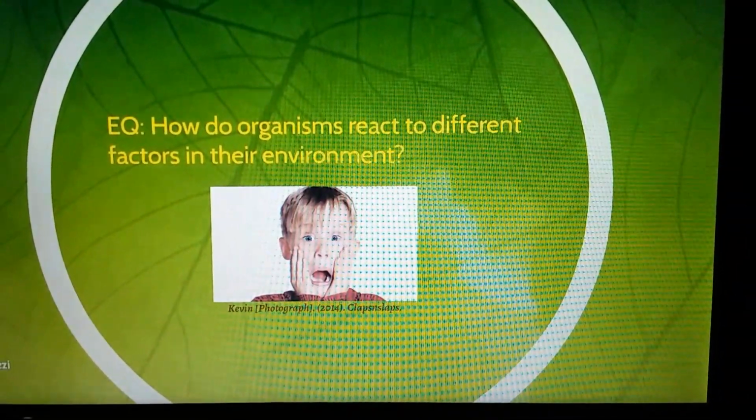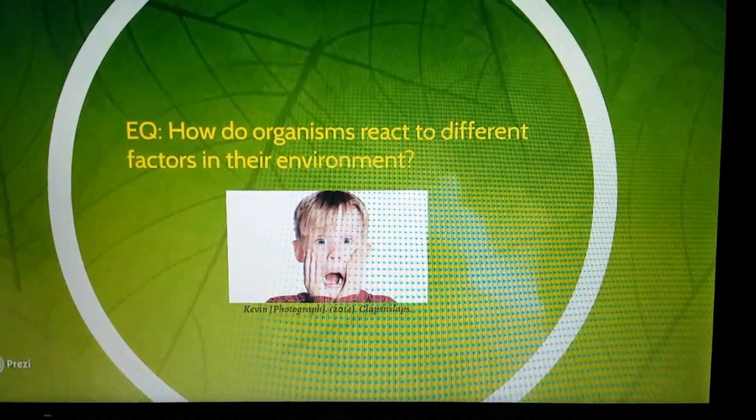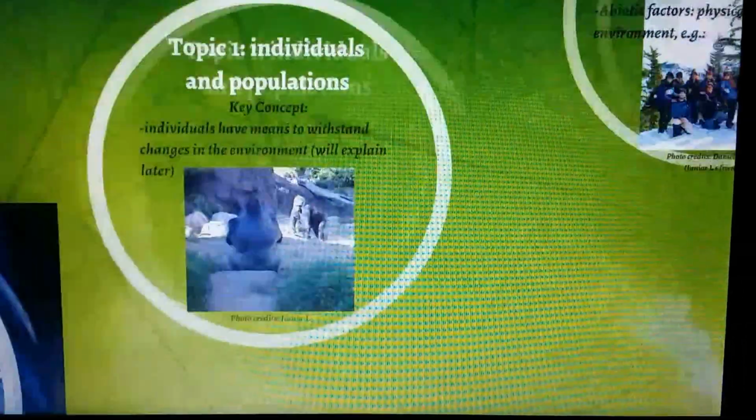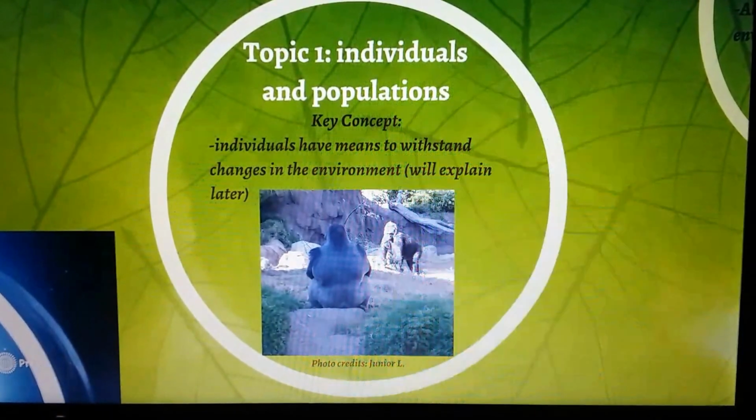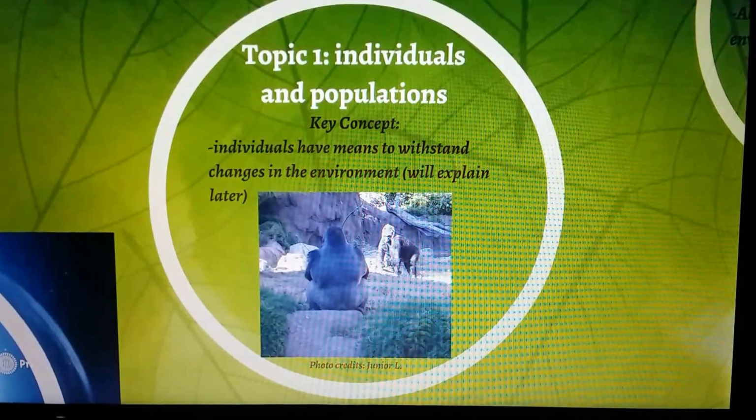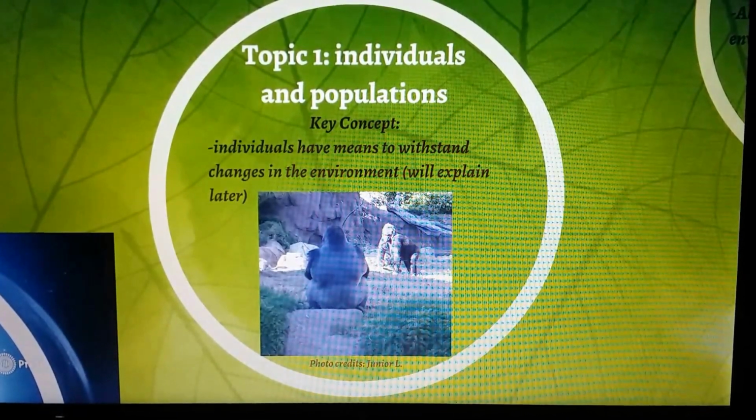Okay, so the EQ. How do organisms react to different factors in their environment? So that's what we're going to be focusing on today. You saw that little picture of Kevin from Home Alone right there. His reaction to the robbers, right?